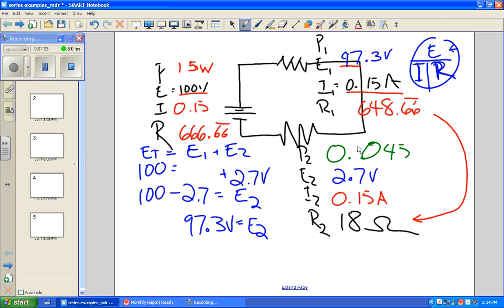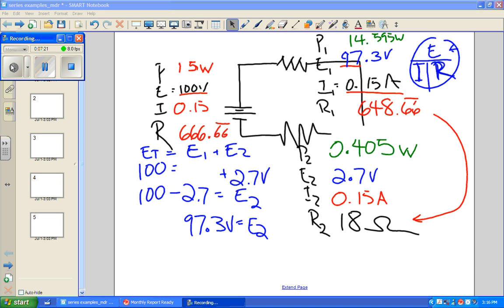Point four. No, what? The bottom one. The bottom, 18 resistor. This is 0.405. 0.405.